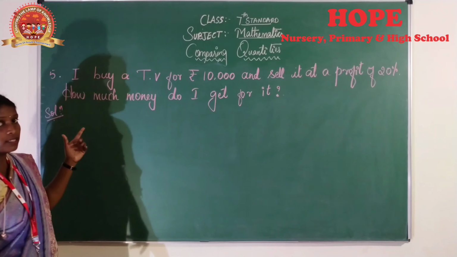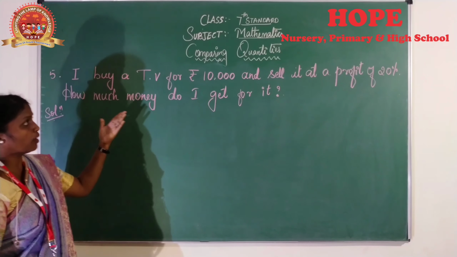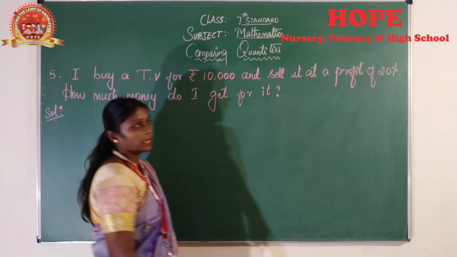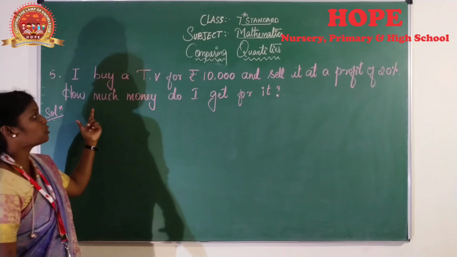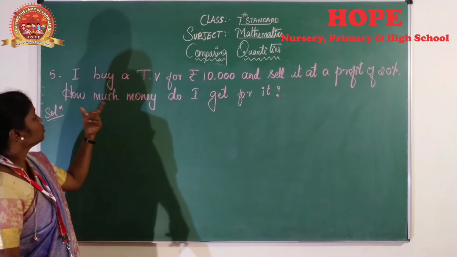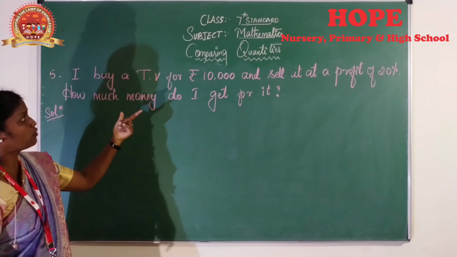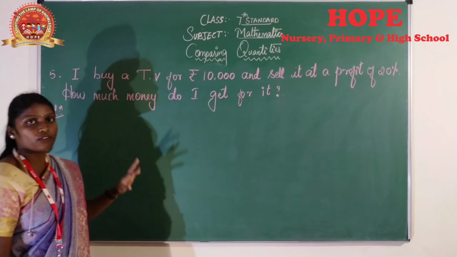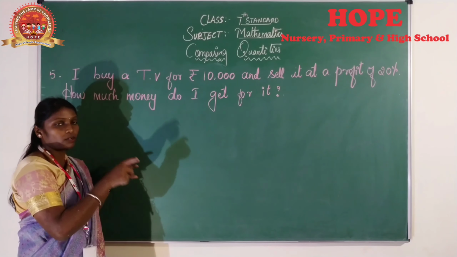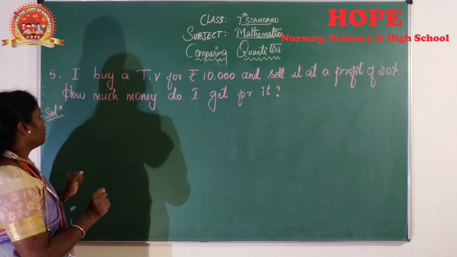Here is a question for us. I buy a TV for rupees 10,000 and sell it at a profit of 20%. How much money do I get for it? Okay, how much money do I get for it? So, if I buy a TV for rupees 10,000 and sell it for 20% profit, I need to know the amount. The percentage I got to know is 20%, I need to know the amount.